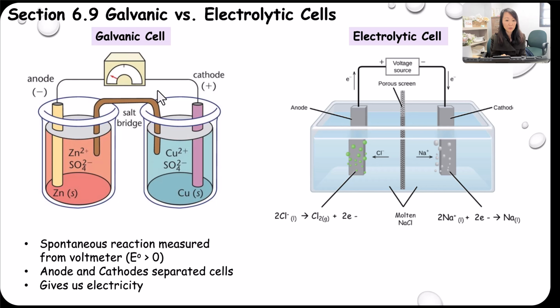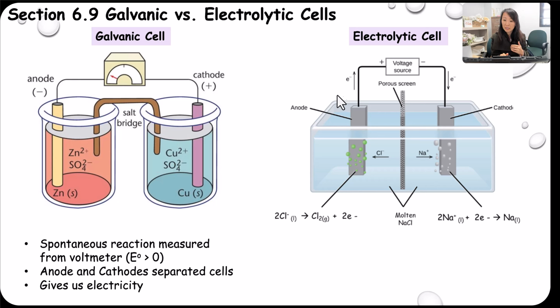So in this voltmeter over here, you'll notice that there's going to be a positive E naught, or positive cell potential. The anode and also the cathode are separated. And this process is going to generate electricity.